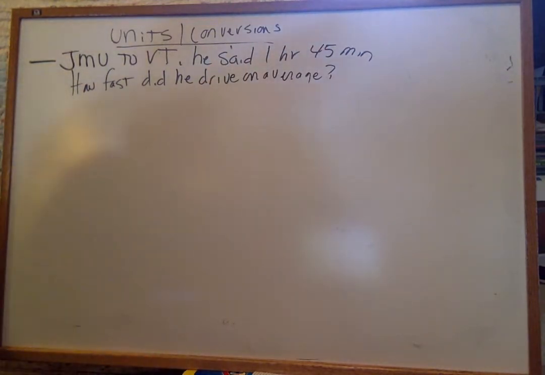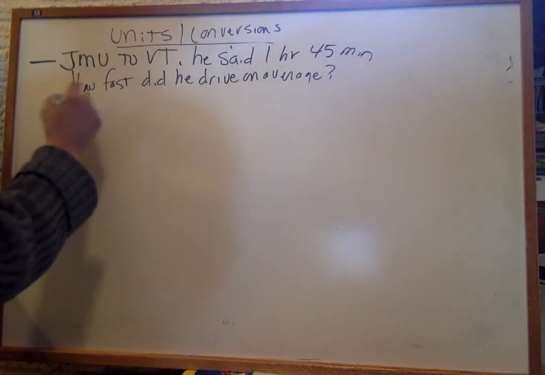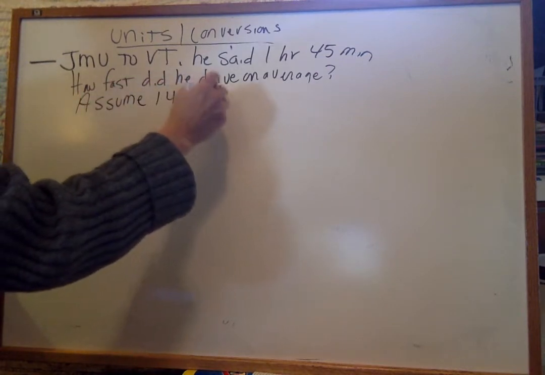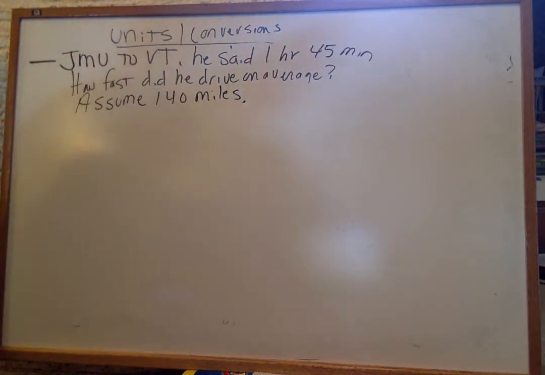So the question is, how fast was he driving on average? Because I also know that you can't drive a steady speed on 81. There's always traffic or the trucks, which means he's going to have to slow down at some parts and thus go faster at other parts. So let's see what answer we get just from the on average. Let's assume it's 140 miles. Pause the video for a second and see if you can figure out how fast he must have been driving.